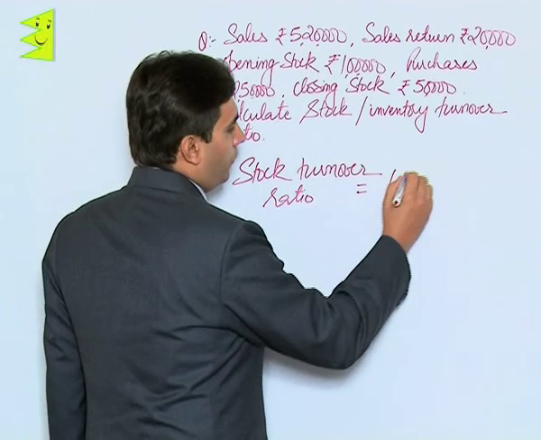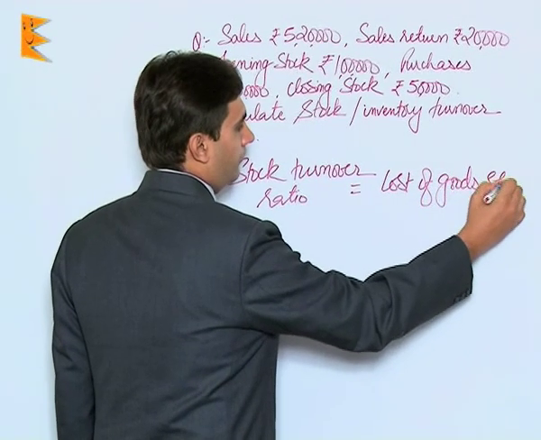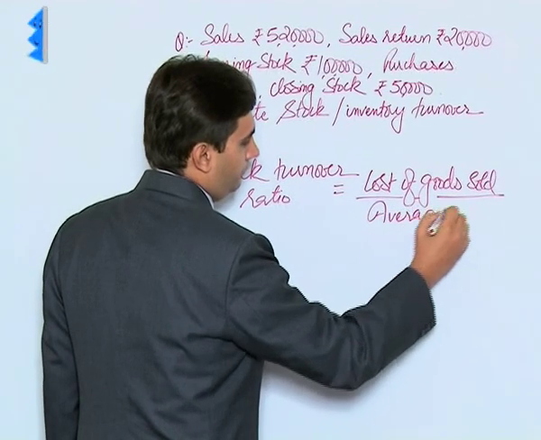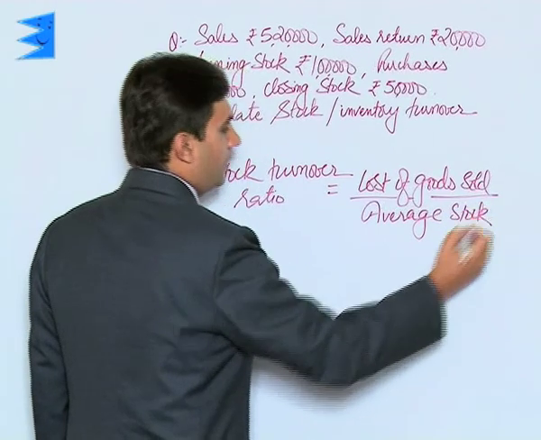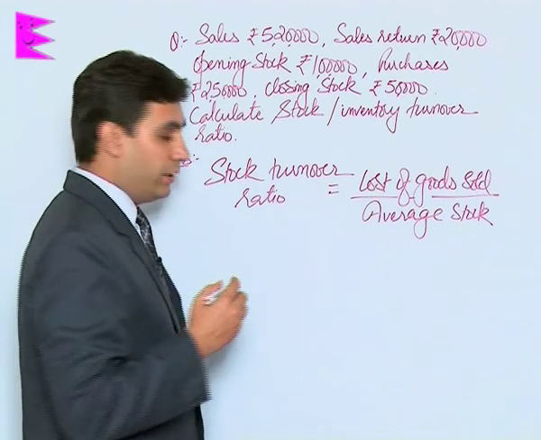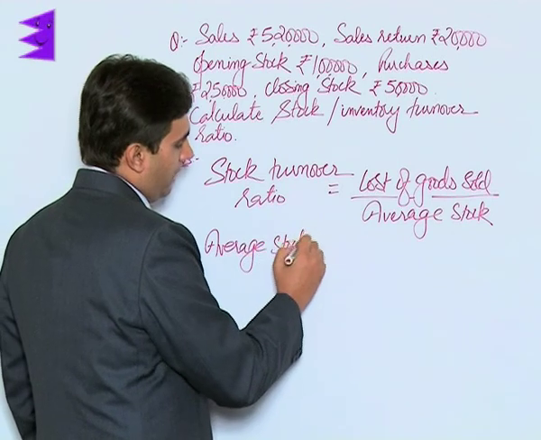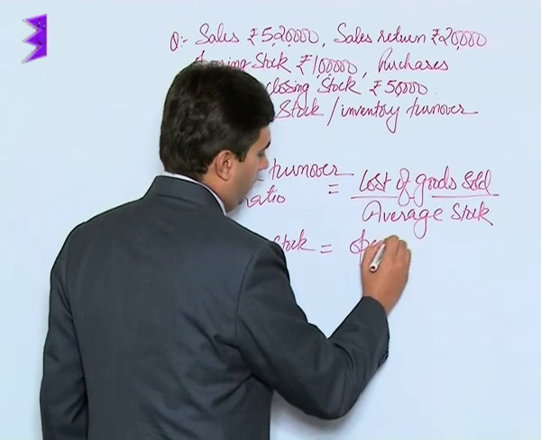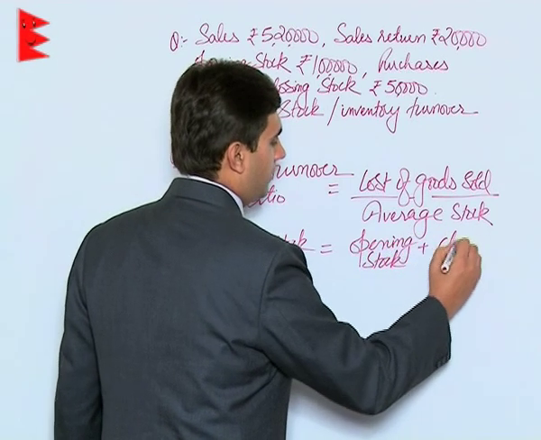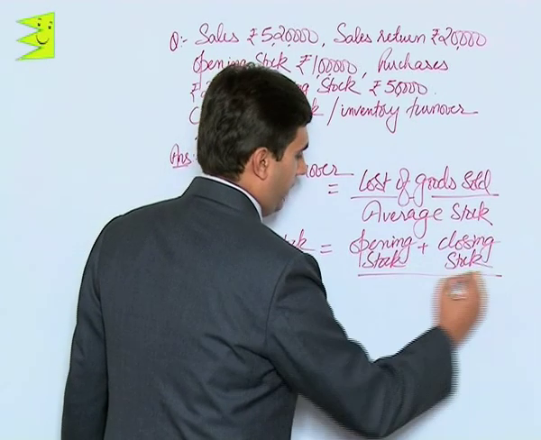is equal to cost of goods sold upon average stock. The average stock can be calculated as opening stock plus closing stock divided by 2. That means average stock is equal to opening stock plus closing stock divided by 2.